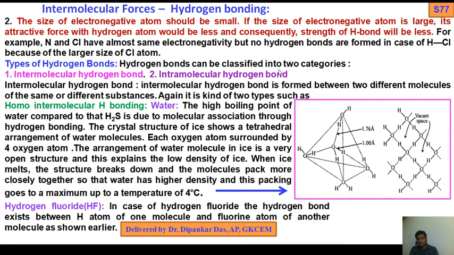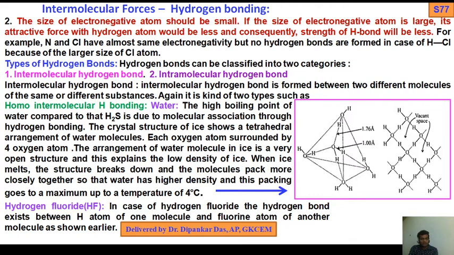Hydrogen bonds can be classified into categories. Number 1, intermolecular hydrogen bond and intramolecular hydrogen bond. Inter means between two same molecules or different molecules. Intra means within the same molecule, with no involvement of other molecules. Inter means there is the involvement of other molecules, whether the same or a different molecule.